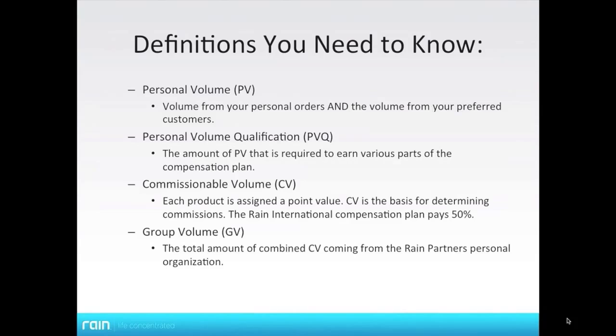Understanding commissionable volume, the amount of volume that's assigned to each product. A box of Sole is 50. A box of Core is 60 CV. And then in group volume, of all those people that you brought in, what volume have they created? That's your group volume.